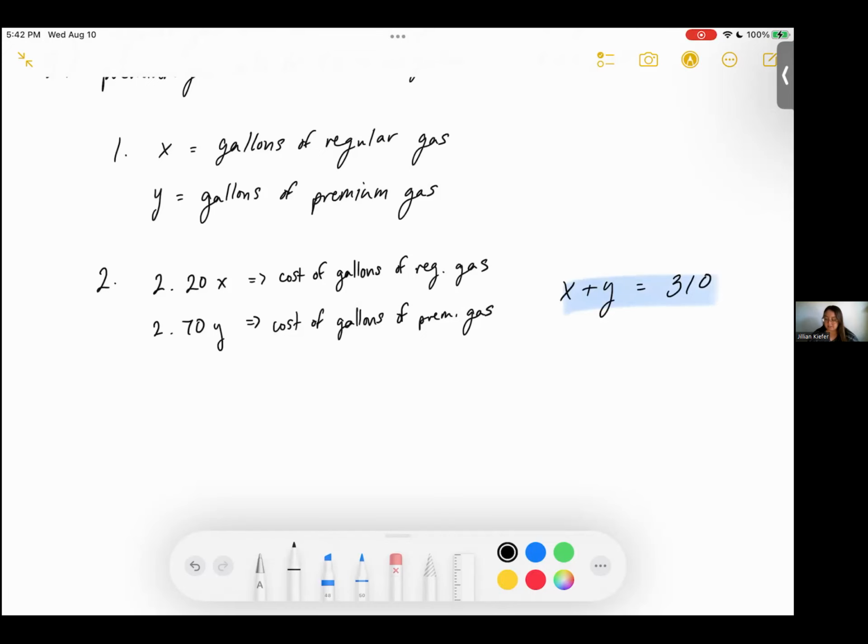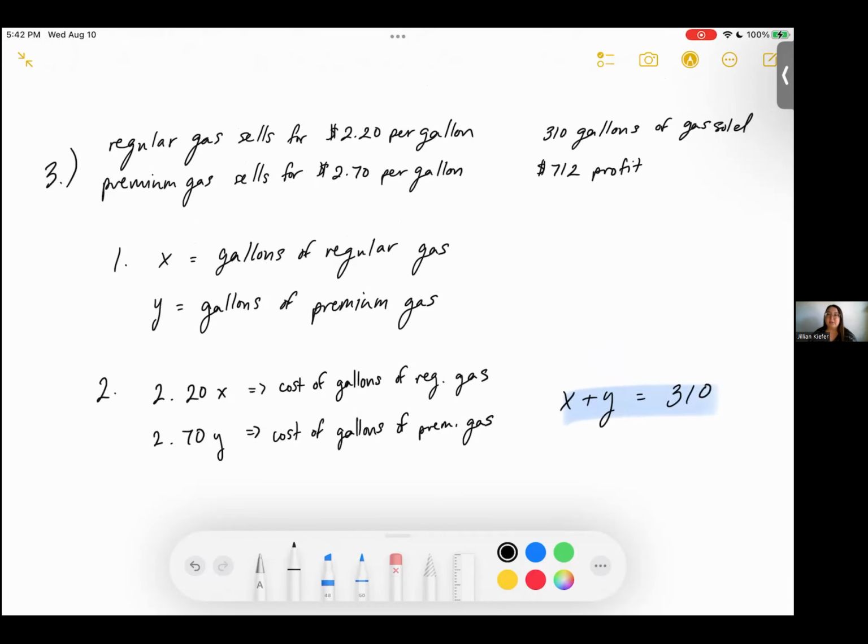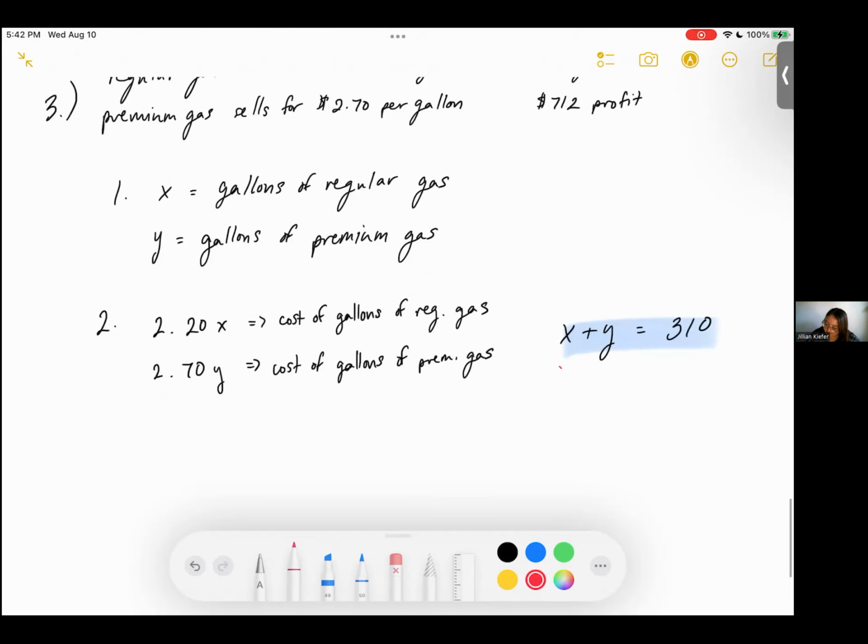Now our other equation, if we look at the information that we have, what we haven't used yet is the cost of the gallons of regular gas and the cost of gallons of premium gas, and we haven't used the $712 profit. And this is where it's all going to come together. So this first equation that we identified was a quantity equation. It was how much of X and Y equals a certain number. So that was a quantity equation.